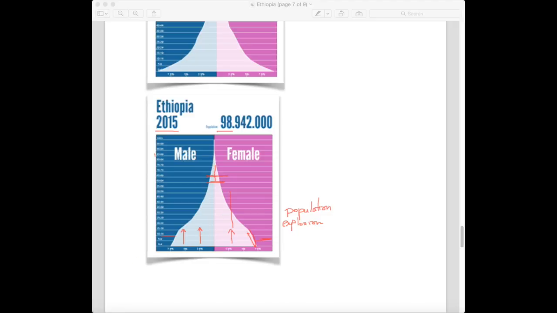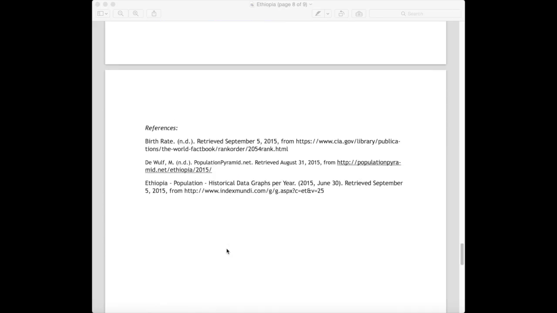Last thing, I will put my references up here, so if you're interested in any of this information, this is where I got most of it. You can go off and look at Ethiopia specifically as an example of population growth.